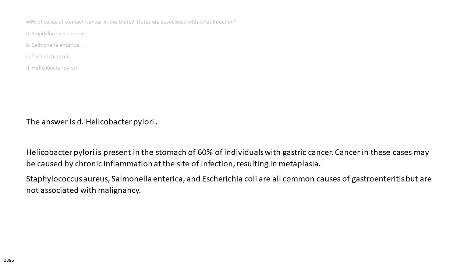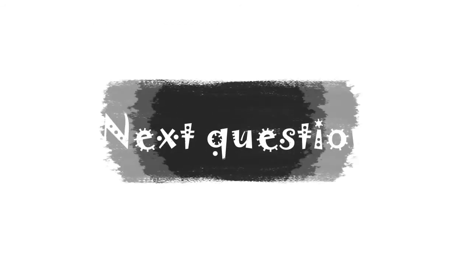The answer is D. Helicobacter pylori. Helicobacter pylori is present in the stomach of 60% of individuals with gastric cancer. Cancer in these cases may be caused by chronic inflammation at the site of infection, resulting in metaplasia. Staphylococcus aureus, Salmonella enterica, and Escherichia coli are all common causes of gastroenteritis but are not associated with malignancy.